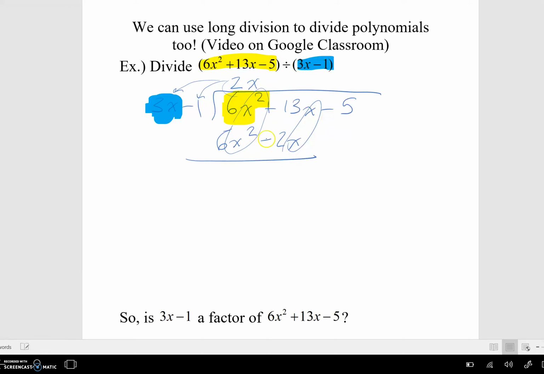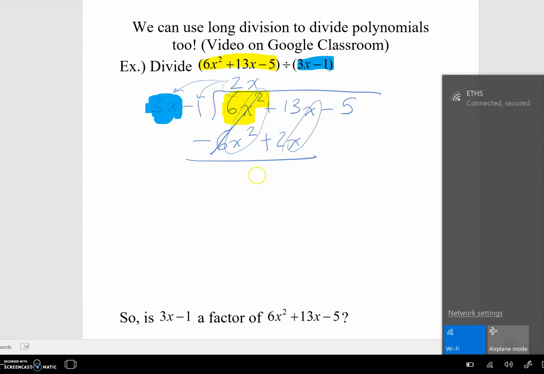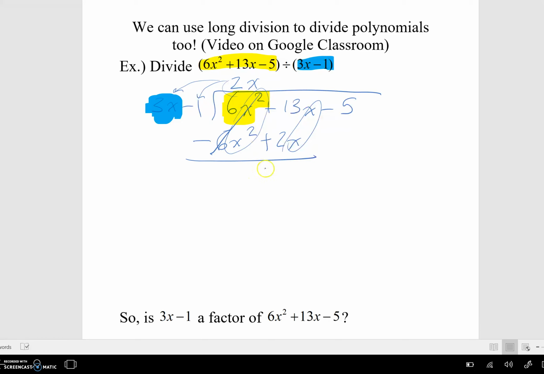So watch this trick. We're going to draw the line and change the sign. That's a shortcut because we are going to be subtracting them, and 13x minus negative 2x is the same as adding them. So those should cancel out. Adding these two together, we should get 15x. Then we're going to bring down the next person, minus 5.